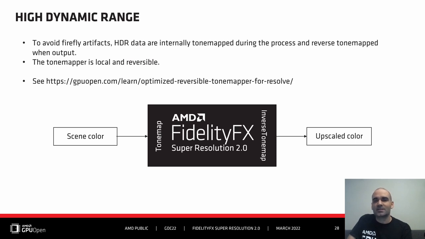Switching topic a bit, let's see how high dynamic range data is being integrated into FSR. A common artifact in temporal anti-aliasing solutions is fireflies, and this is due to high-intensity samples dominating the accumulation result. As for most temporal anti-aliasing solutions, FSR2 relies on local reversible tone mapping. We rely on the optimized reversible tone mapper, the one you can find on GPUOpen. The tone mapping is only applied internally, and it is fully transparent to the user. FSR2 input and output are then both non-tone mapped, always. And this HDR support is fully optional. You need to opt in to have it as part of the pipeline.